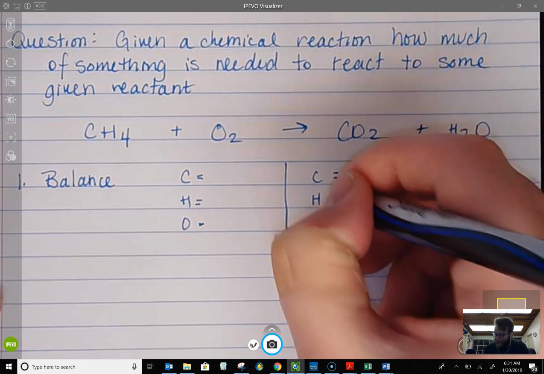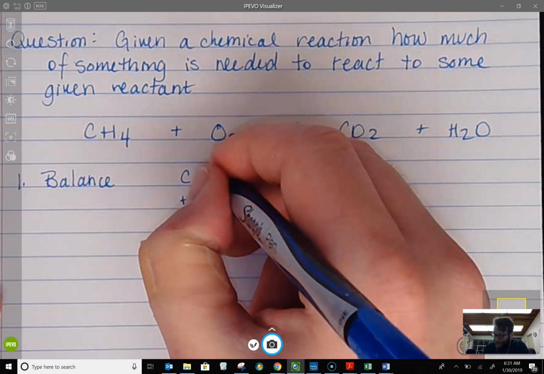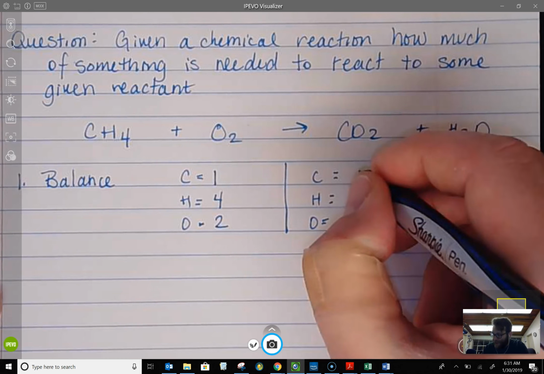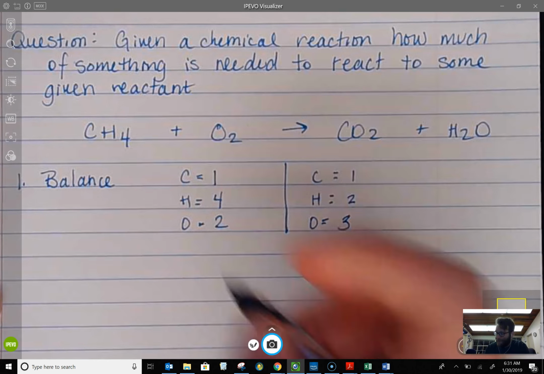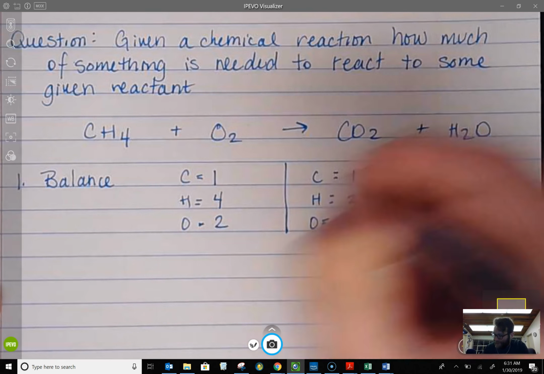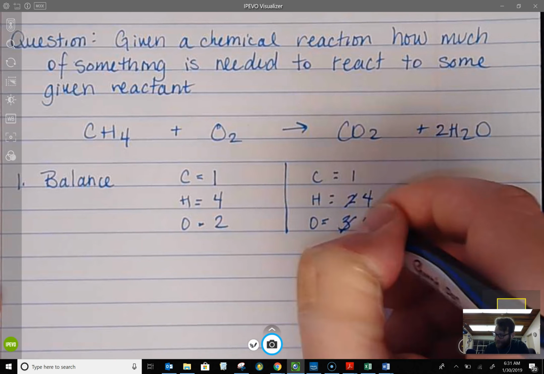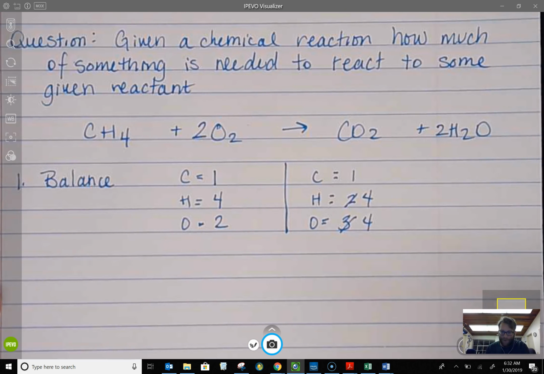So those are going to be my elements. Let's start with carbon. With carbon, I've got one here. I've got 4 hydrogens and 2 oxygens. On this side, I've got 1 carbon, 2 hydrogens, and 3 oxygens. Okay, so let's balance my hydrogens. That's going to require me to put a 2 here, which would give me 4 hydrogens. That changes my number of oxygens to 4. So to balance this side, I need to put a 2 in front of my O2 to keep it balanced.